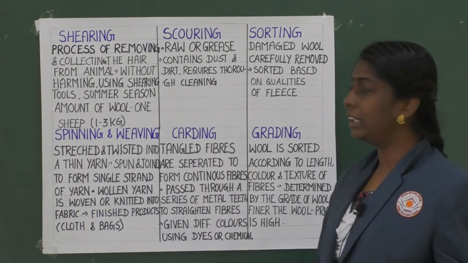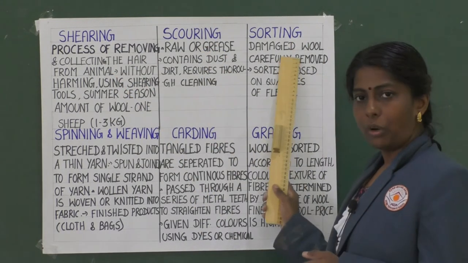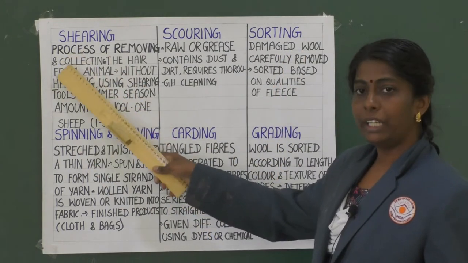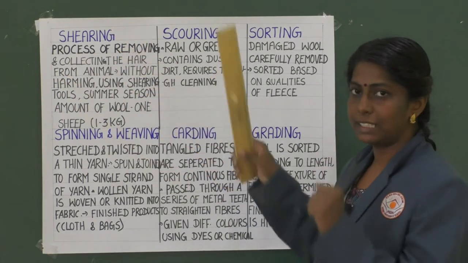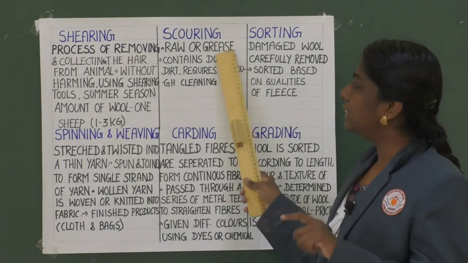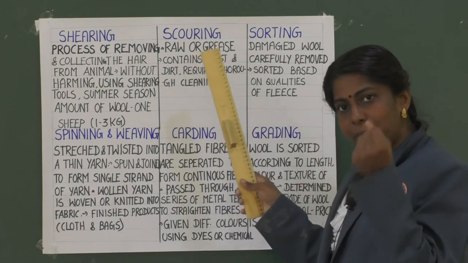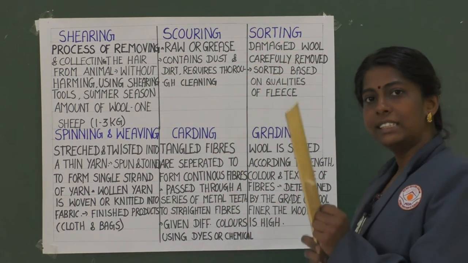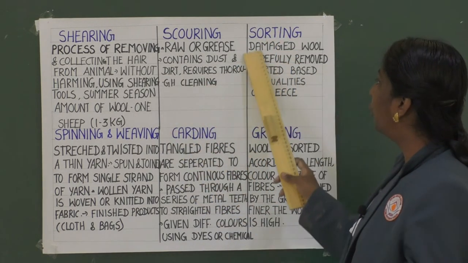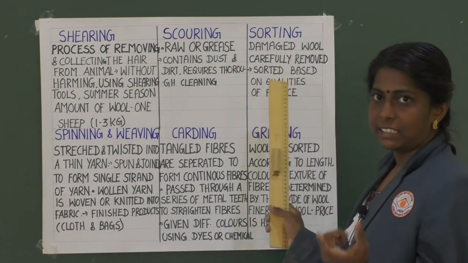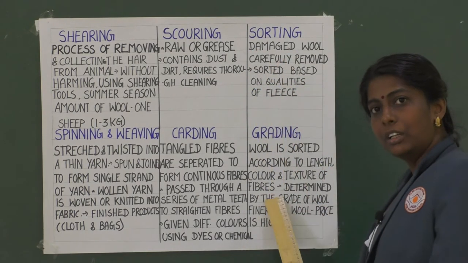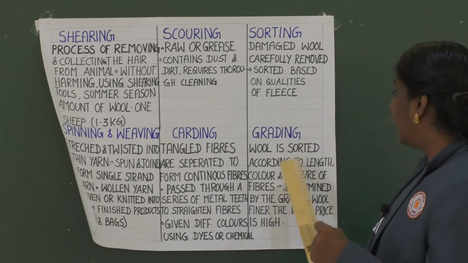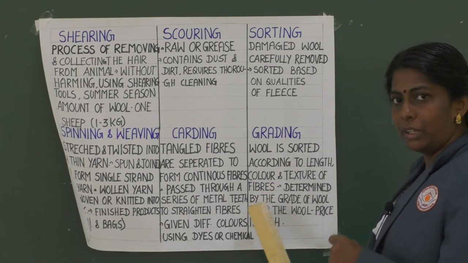So what are the steps, children? Shearing, scouring, sorting, grading, carding, spinning and weaving. Shearing, they are removing the hair from the respective animal. Scouring, they are subjected to thorough cleaning. Sorting, they are classifying the wool according to its qualities. And then the next step, grading. Here also they are sorted based on length, color and texture of the fibers.